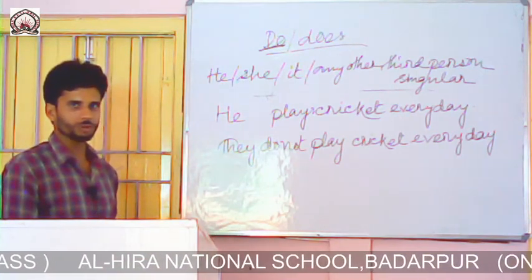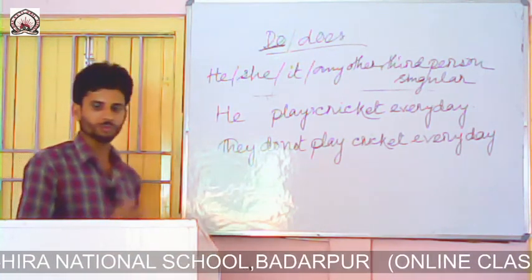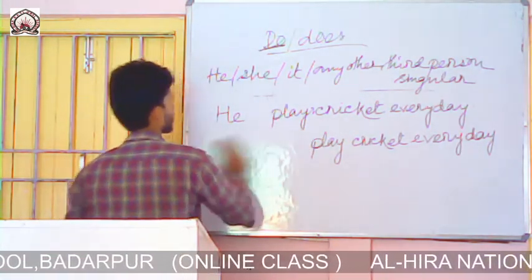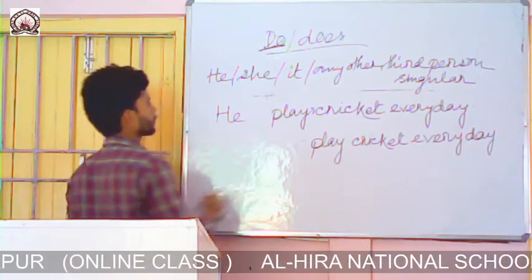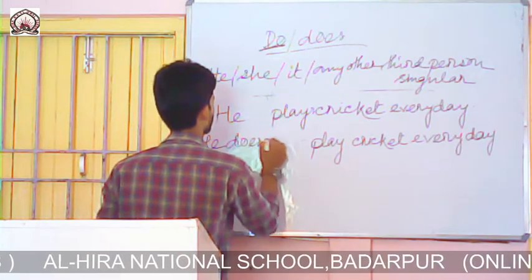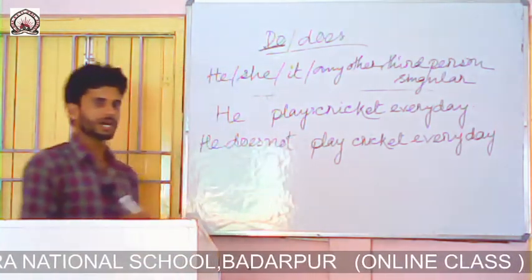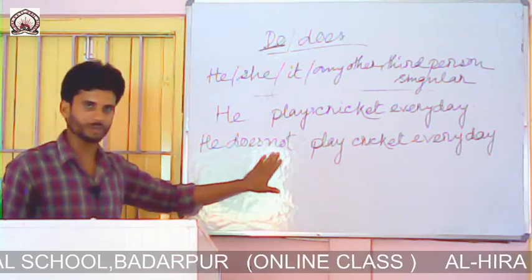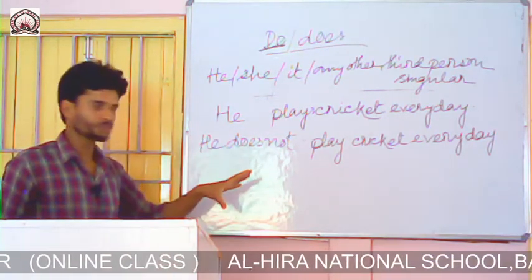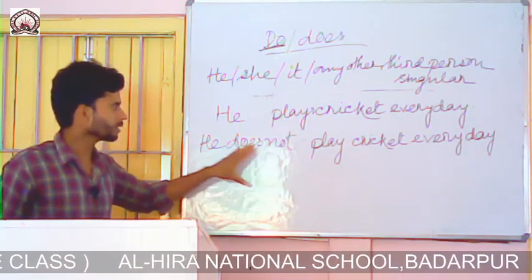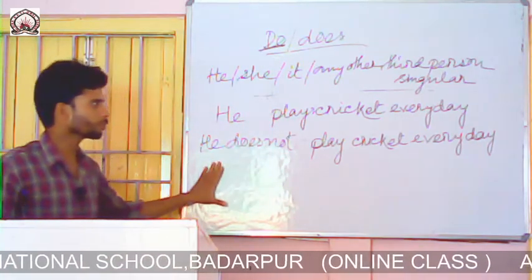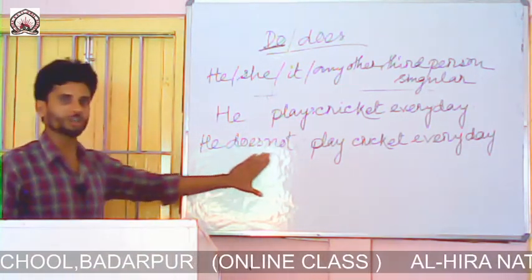Now the answer won't be the same. I mean the negative form won't follow the same rule. He does not. So here you see I have used does. After does I am writing not. In the previous case I used do and then I wrote not. Here in this case, where the subject is third person singular and s or es is there with the verb, I am using does not.